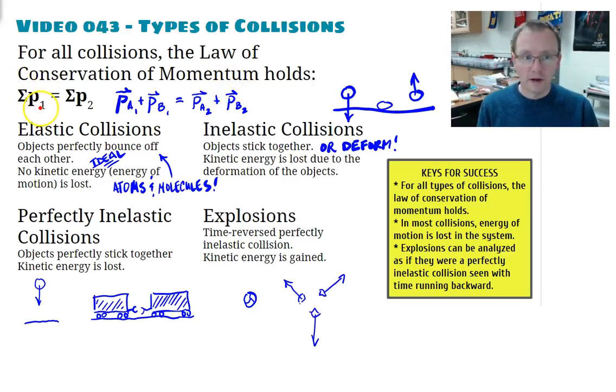The mathematical way of writing that is the sum of all the momenta at the beginning must equal the sum of all the momenta near the end or at some other later time. If I wanted to be more specific, I could write it out like this. I could say the momentum of object A at time 1 plus the momentum of object B at time 1 equals the momentum of object A at time 2 plus the momentum of object B at time 2.